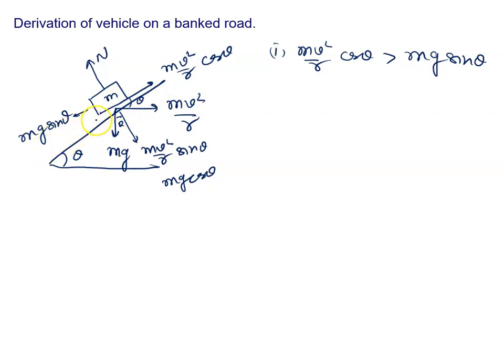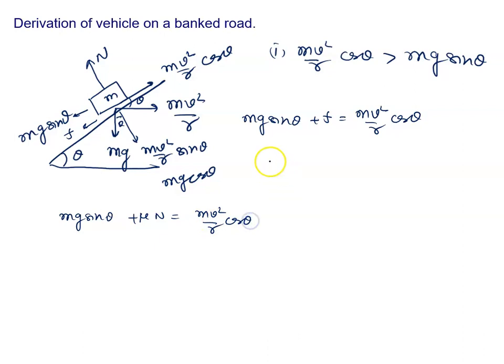So you will say friction must act in the downward direction because body has the tendency to slide in the upward direction. So at the equilibrium, what we will say, mg sin theta plus friction is given by mv square upon r cos theta, or you can say mg sin theta plus friction is known as mu into normal reaction is given by mv square upon r cos theta, and normal reaction is given by mv square upon r sin theta plus mg cos theta.